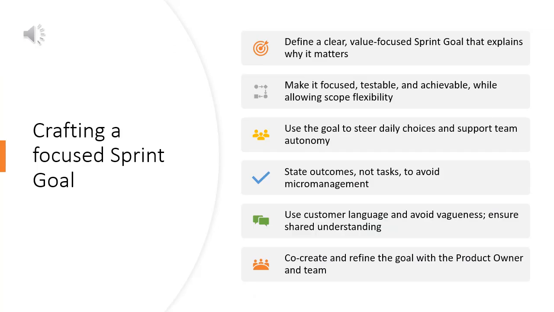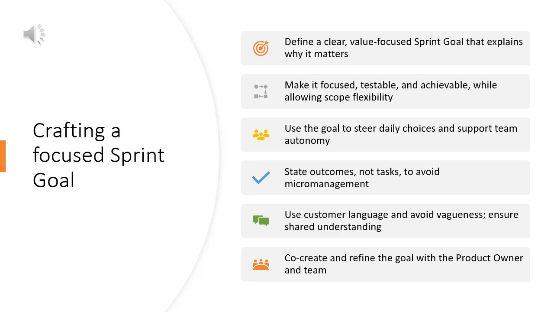First, the team crafts a clear sprint goal. It states the value to deliver and why it matters. It is focused, testable, and achievable. It leaves room for flexibility in scope. The sprint goal steers daily choices and supports autonomy. It prevents micromanagement by defining outcomes, not tasks.